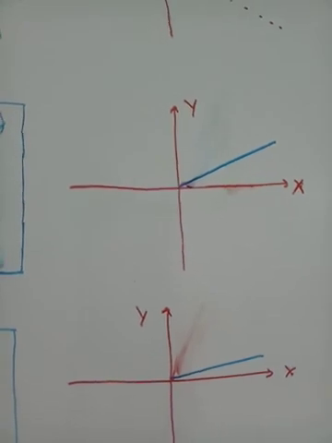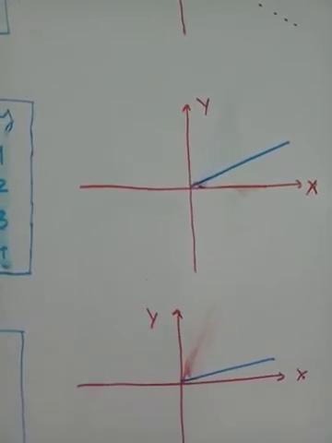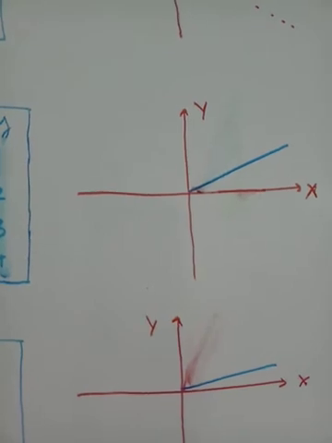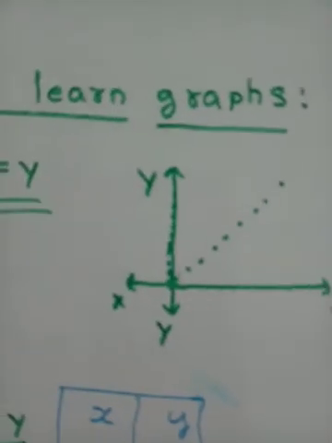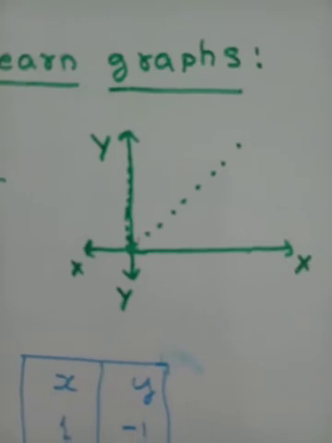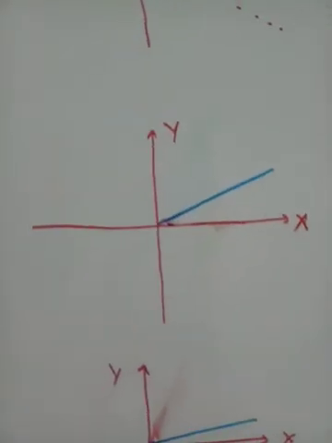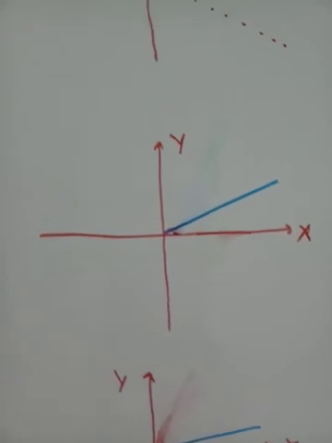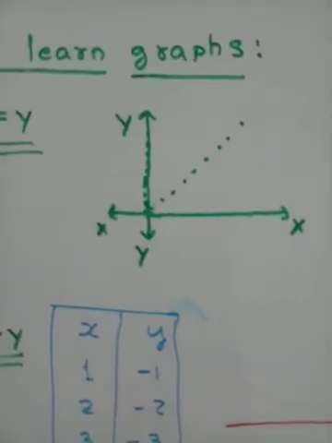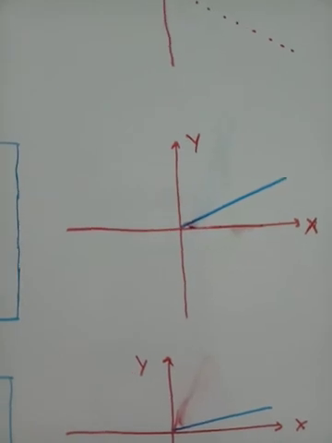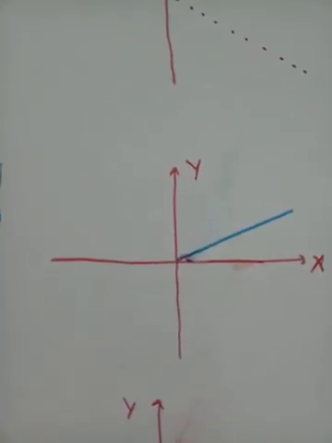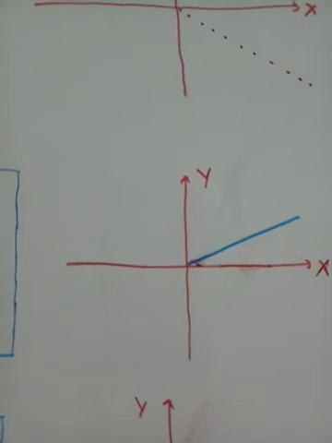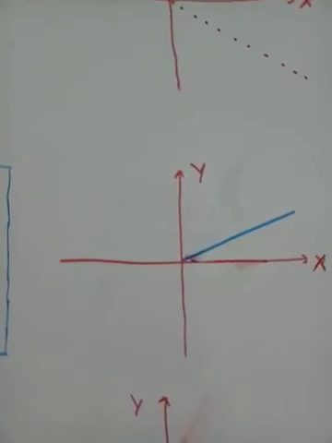Now compare again this graph with the previous graph of x equals y. Can you see the difference? This green one is of x equals y, and this graph is x equals 2y. What happens to the line in the graph? Previously, the line was exactly bisecting the 90-degree angle, and in this graph, the line is a little inclined towards the x-axis. The line has moved a little towards the x-axis.